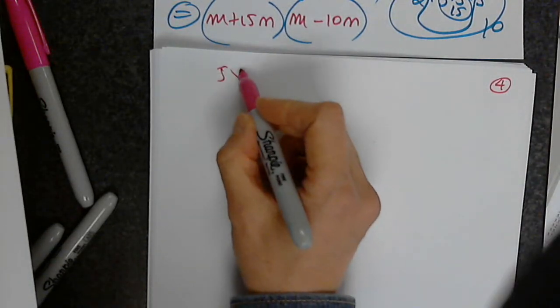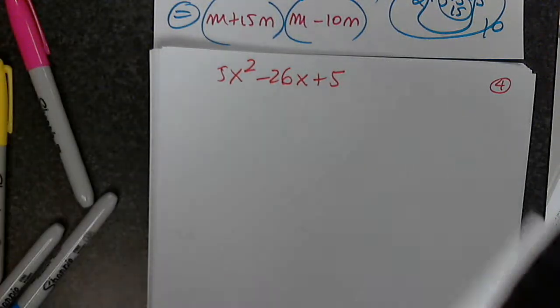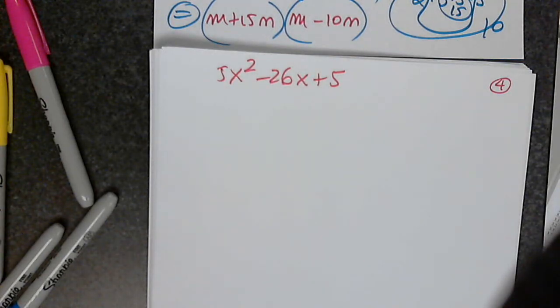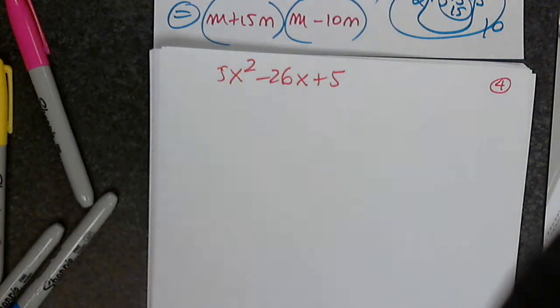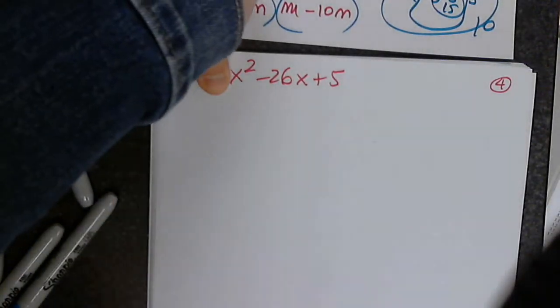So 5x squared minus 26x plus 5. I encourage you to work on all these problems. Whatever you write on the right-hand side, multiply and make sure it's the left-hand side. That's how you check, right? Good. This is different because the leading coefficient is not 1.